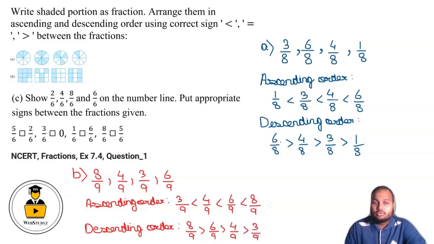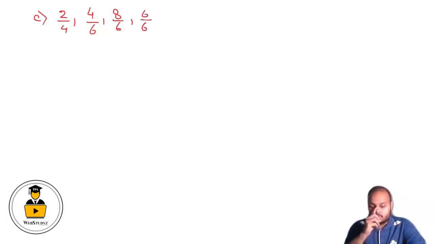So we have solved the first two parts of the question, and now let's solve the third part. What is asked in the third part? We have been given 4 fractions, which are 2 by 6, 4 by 6, 8 by 6 and 6 by 6. The first one is not 2 by 4, it is 2 by 6.